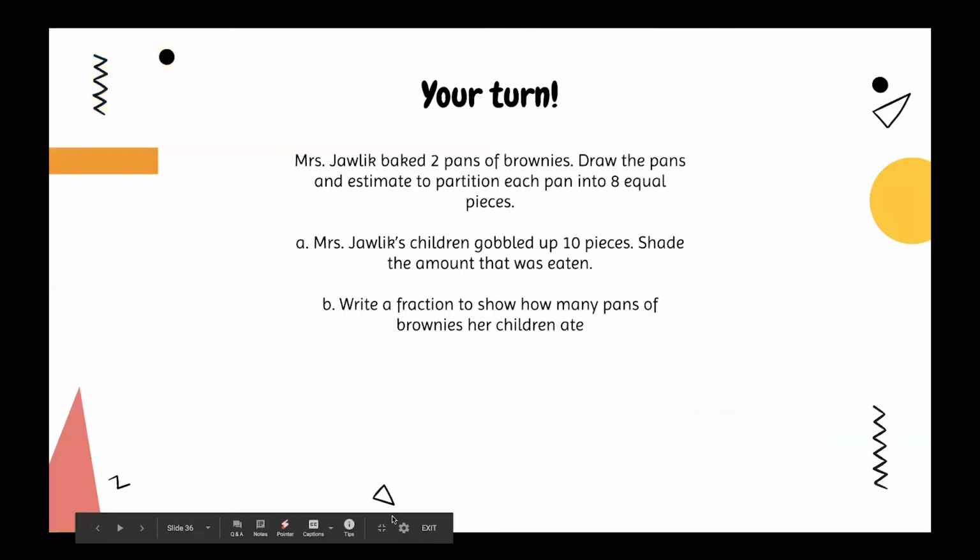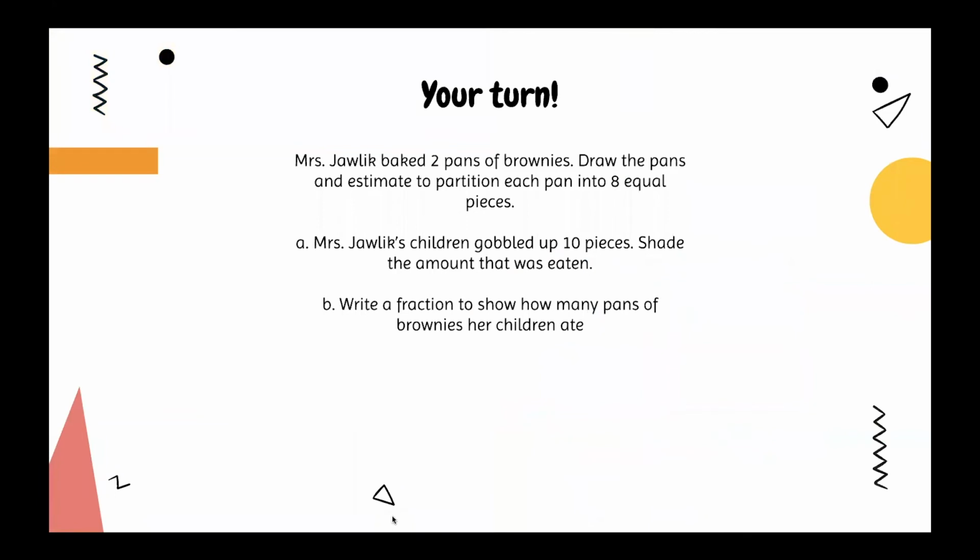So for our next one, it is your turn. I'm going to give you some time to go ahead and get that started. So I'm going to read it to you.